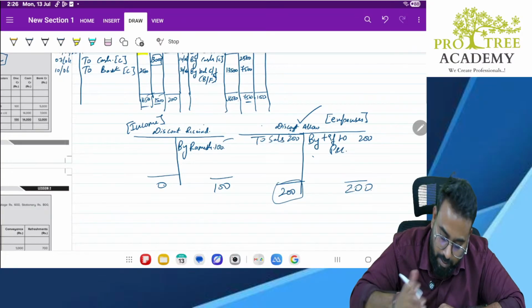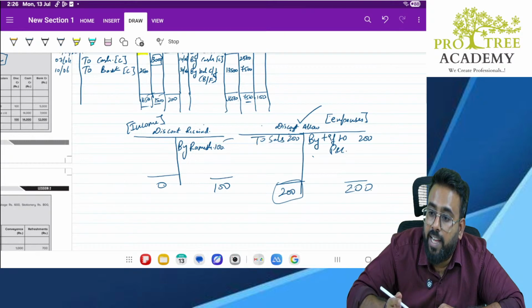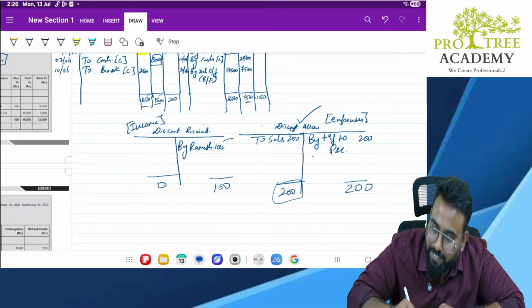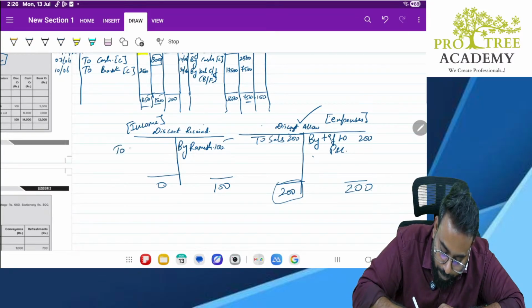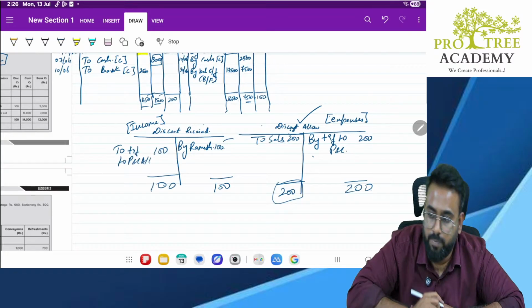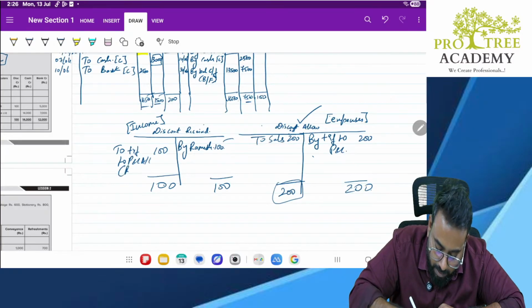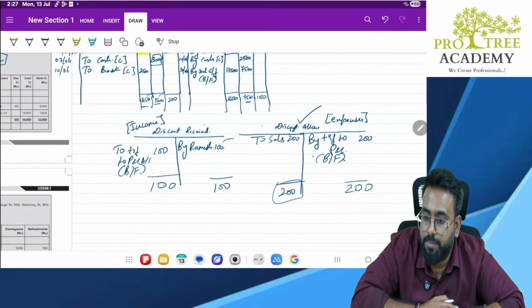Clear, everybody? Next, discount received is an income account. Income account will always have a credit balance. Correct or no? So are we having a credit balance? Yes. So what is the difference here? To transfer to P&L account. How much? Correct. So this is the balancing figure. Here this is the balancing figure.